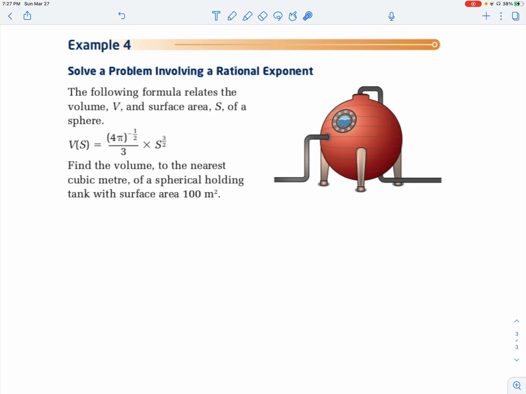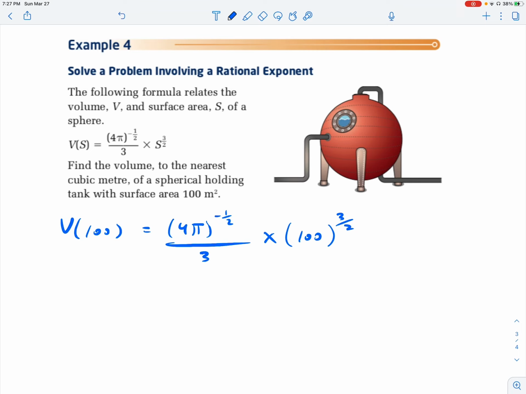It says find the volume to the nearest cubic meter of a spherical holding tank with a surface area of 100. So this is just kind of seeing if we can handle the rational exponents. So that's 4π raised to the negative 1/2, this is over 3, and then it says times S, which is 100. And then we have that raised to the exponent 3 over 2.